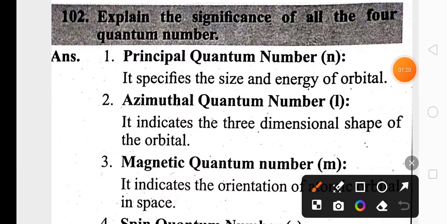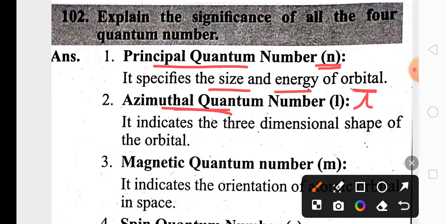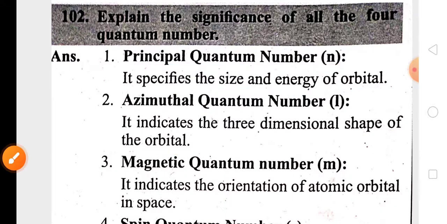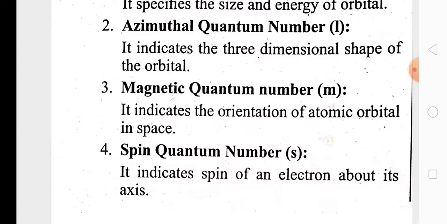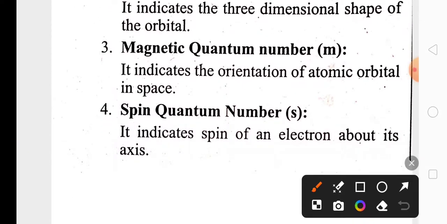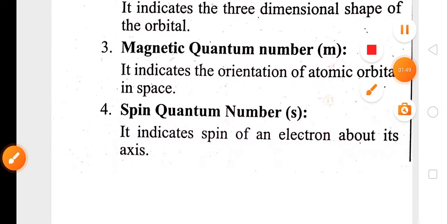Then questions related to quantum numbers are very important. The first quantum number is the principal quantum number, small n. Its significance is to determine the size and energy of the orbital. Azimuthal quantum number is small l. Its significance is to find out the shape of the orbitals. The third quantum number is the magnetic quantum number. Its significance is to find out the orientation of the orbital. And last, the spin quantum number is to find out the spin of the electron, whether it is spinning in clockwise direction or anti-clockwise direction.